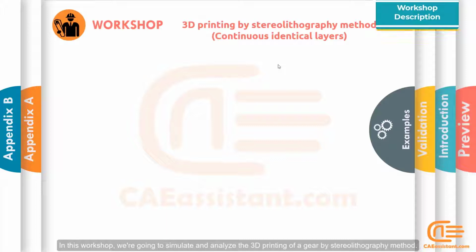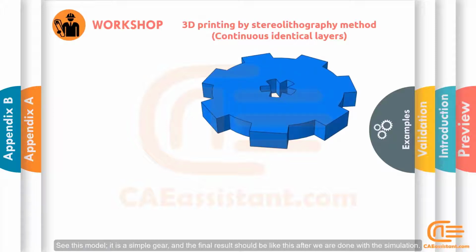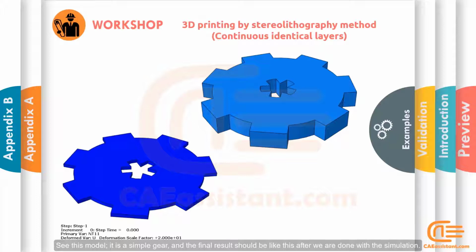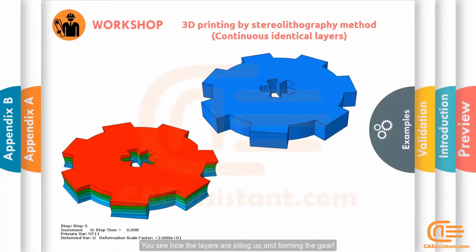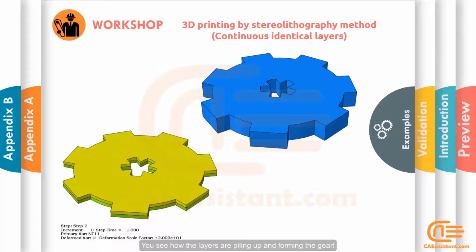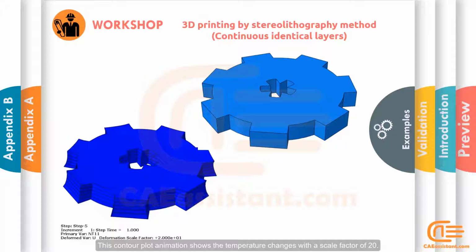In this workshop, we are going to simulate and analyze the 3D printing of a gear by a stereolithography method. See this model? It is a simple gear, and the final result should be like this after we are done with the simulation. You see how the layers are peeling up and forming the gear. This contour plot animation shows the temperature changes with a scale factor of 20.